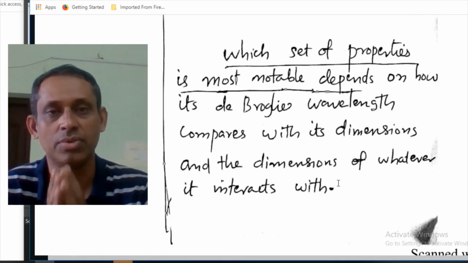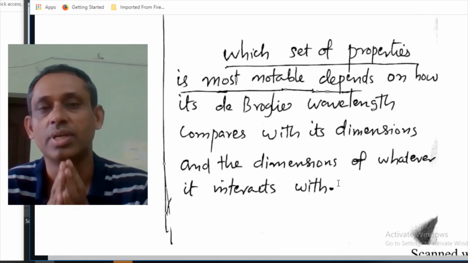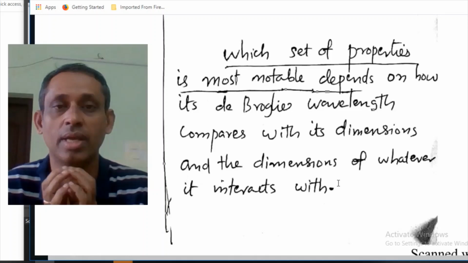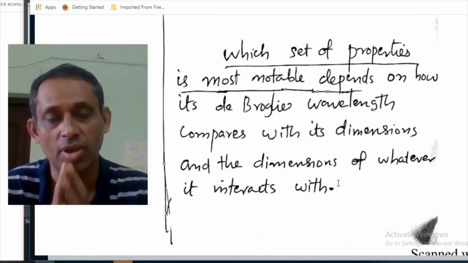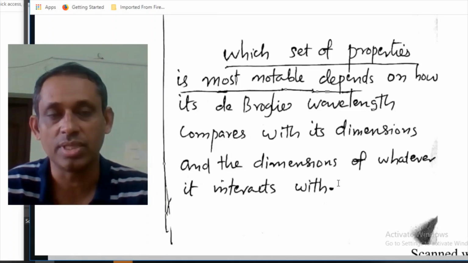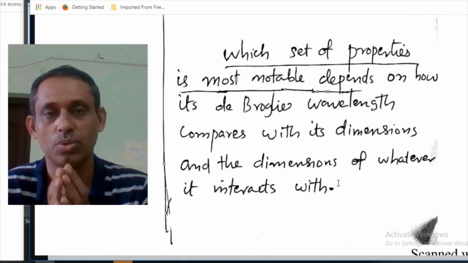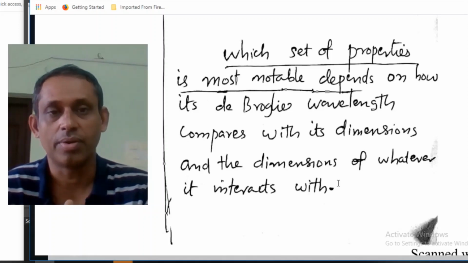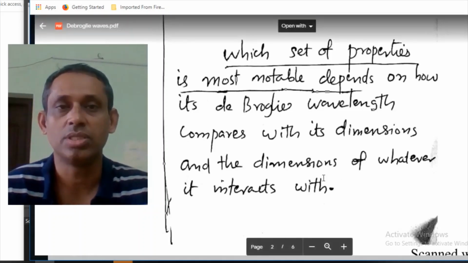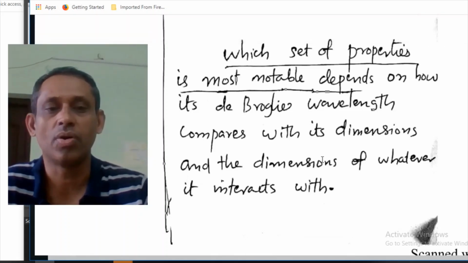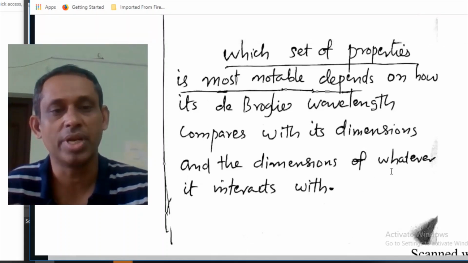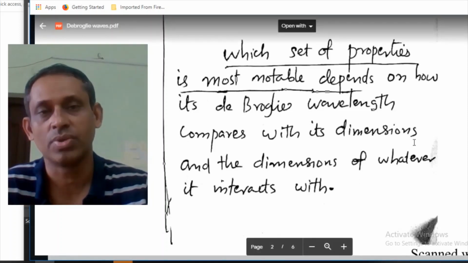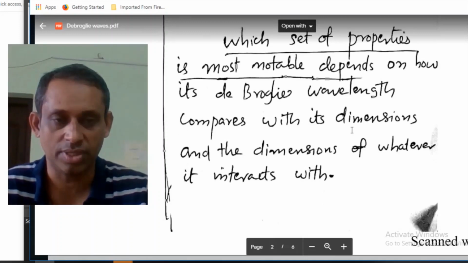But if you take an electron in an atom and calculate its de Broglie wavelength, we can see that the wavelength of the electron compares with the dimensions of the atom. So we have to consider the electron in an atom as a wave. So which set of properties is most notable depends on how its de Broglie wavelength compares with its dimensions and the dimensions of whatever it is interacting with.